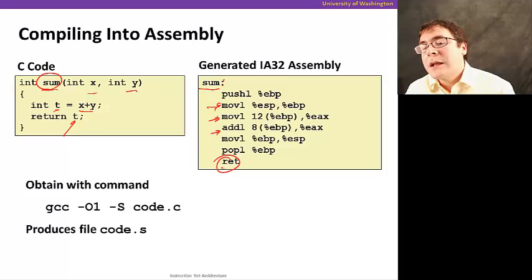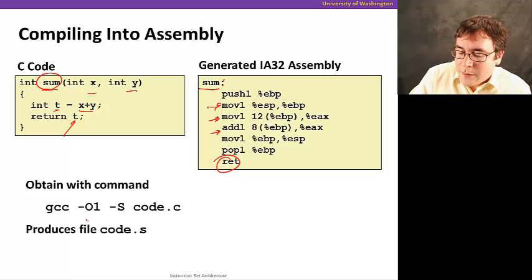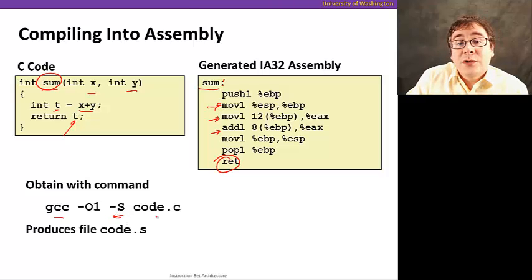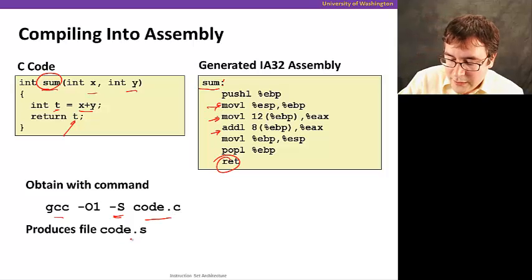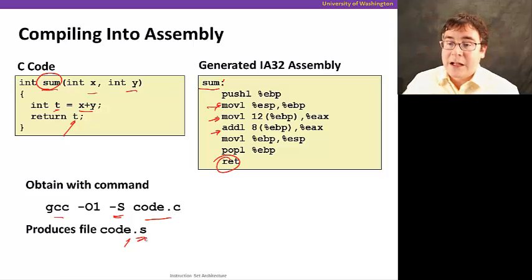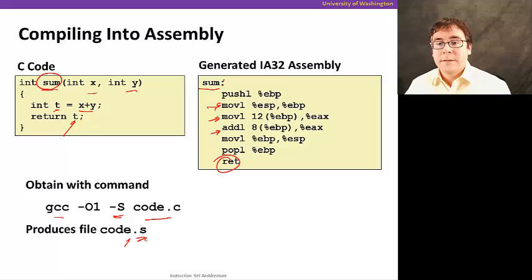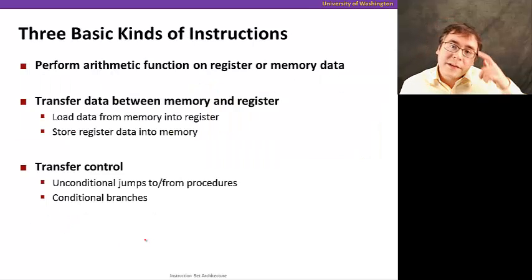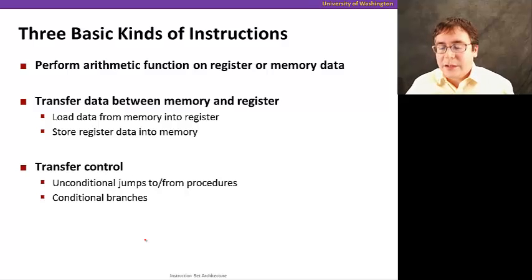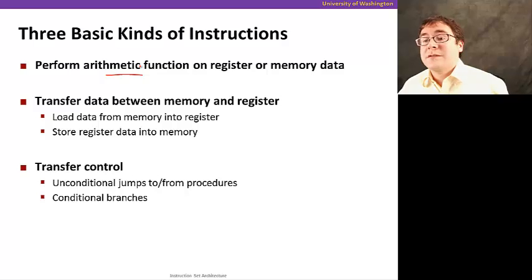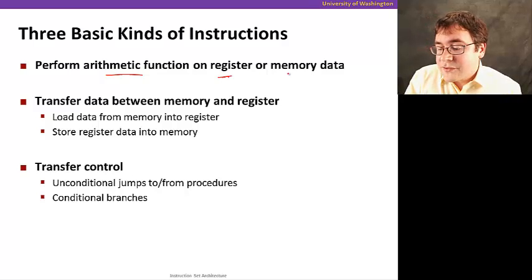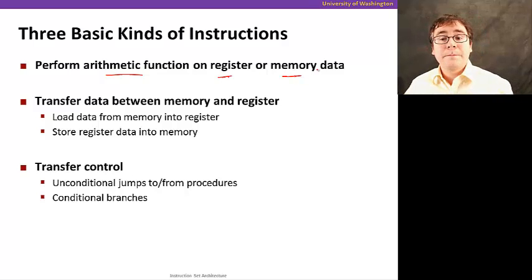Okay, and the way you would obtain this, which I mentioned briefly before, is you go to the compiler. -S tells the compiler to produce assembly code. When you give it a .c file, it's going to produce an equivalent file that's now .s and holds the assembly code. Great. So now there are three basic kinds of assembly instructions. There are instructions that perform arithmetic, things like addition, subtraction, and so on, both on register data as well as memory data.